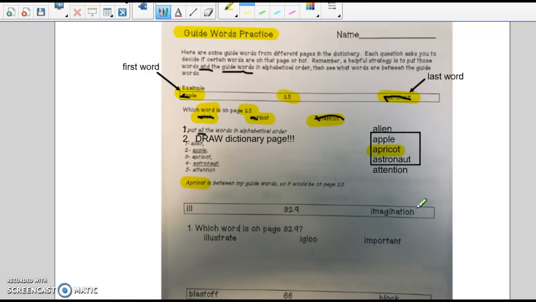Okay, so go ahead and finish the sheet. We will come back and check them on another day. All right, good luck.